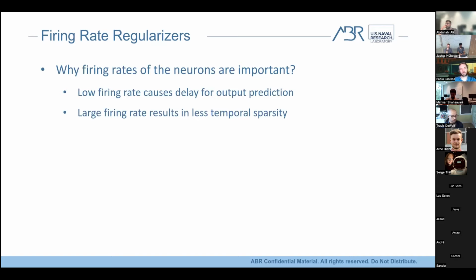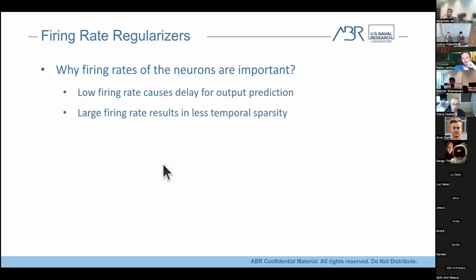Also, you'll overload the spike routing systems on neuromorphic systems and end up actually introducing latency that way, by having a huge backlog of spikes that can't all be sent in a temporally efficient manner.